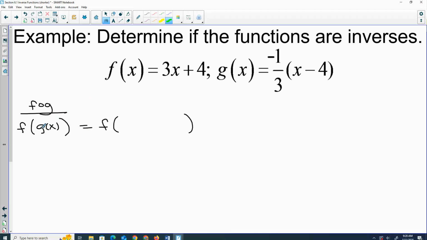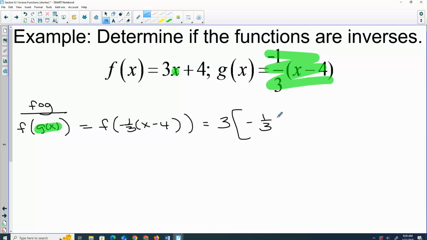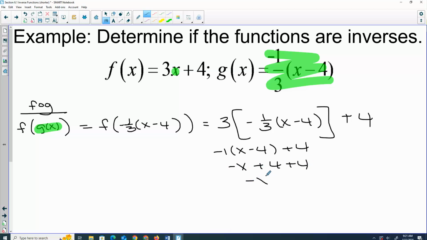So that's f composed with g. You are taking g of x, -1/3 x minus 4, and I'm going to replace the x in function f with that. The function f is 3 times the thing I'm plugging in, with a +4 on the end. When you do 3 times -1/3, what happens? -1 times x minus 4 plus 4. So I get -x plus 4 plus 4, or -x plus 8.